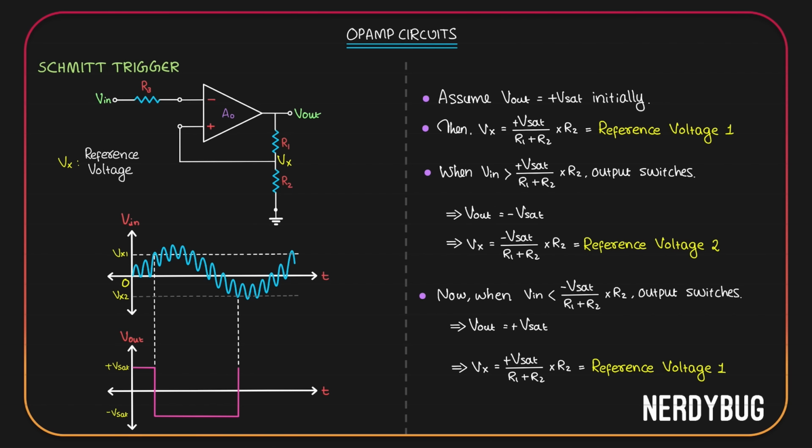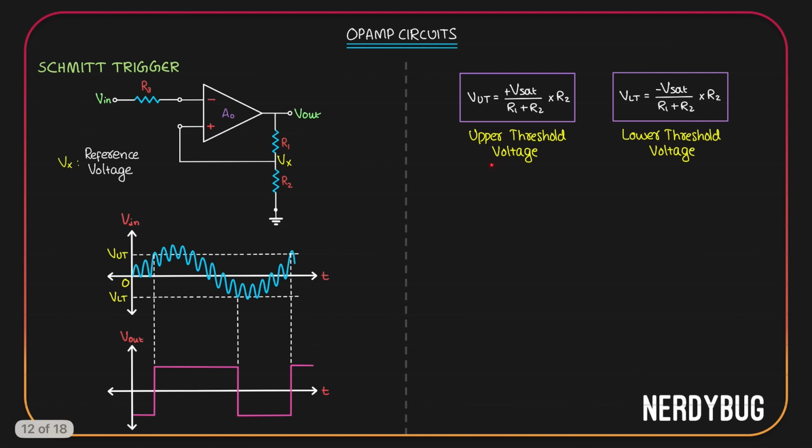And at that point it will switch again. So every time the output switches, the reference voltage also switches. And you can see, even though the input signal is noisy, there is no chatter in the output. This is how a Schmitt trigger works. We can call Vx1 the upper threshold voltage and Vx2 the lower threshold voltage. This circuit works the way we imagined.